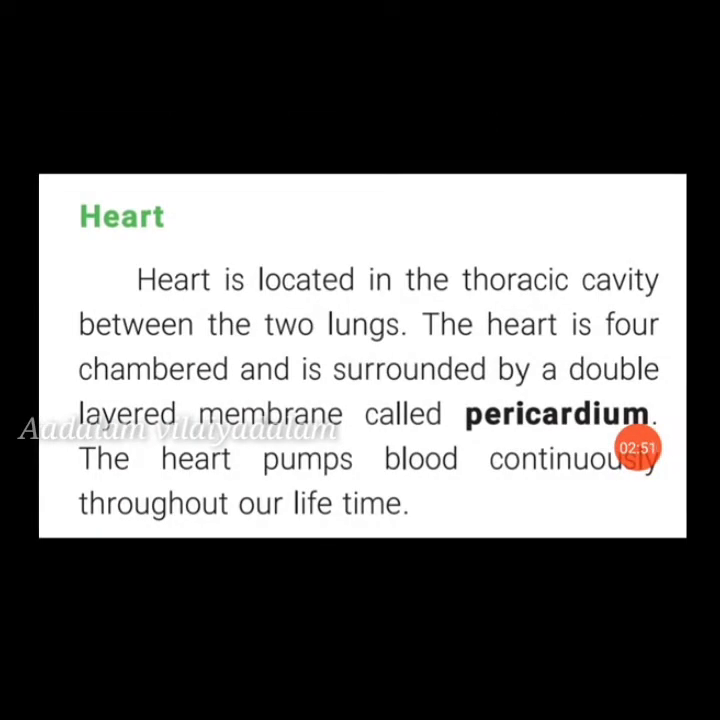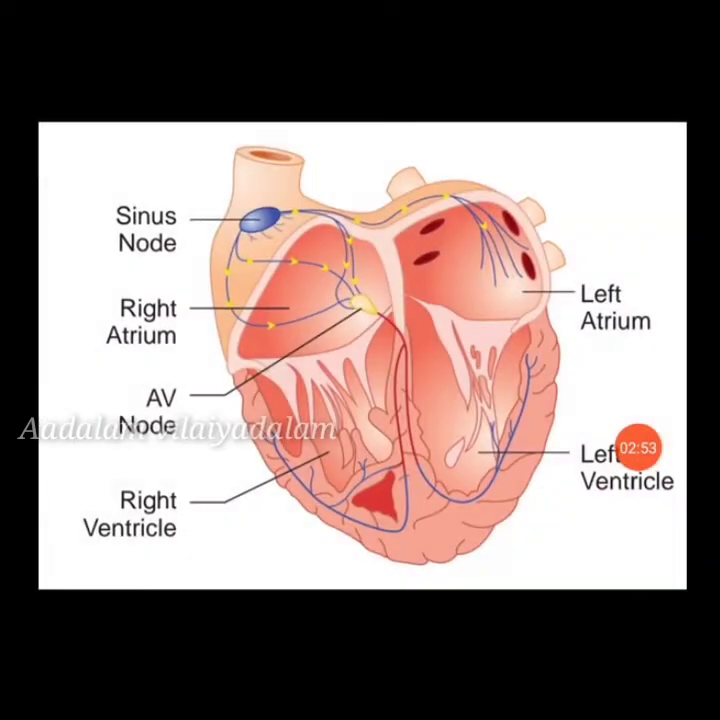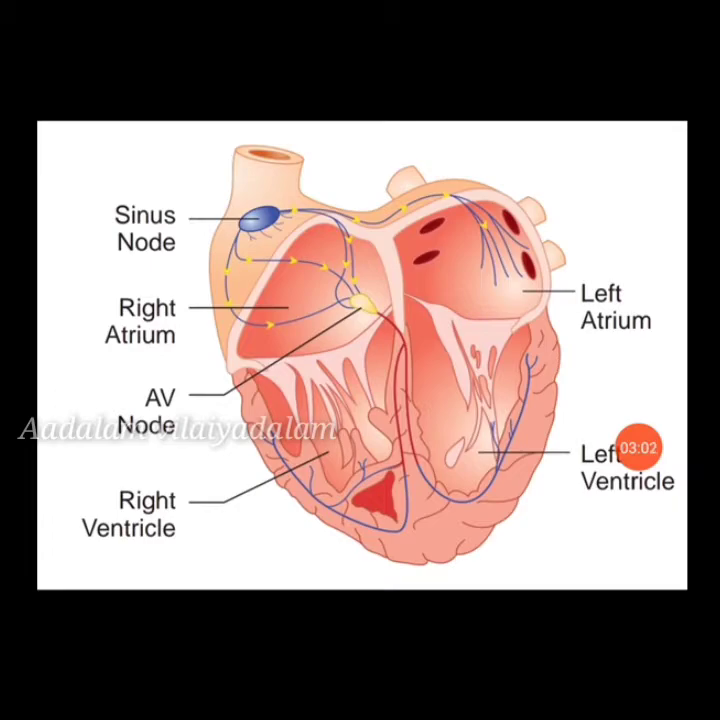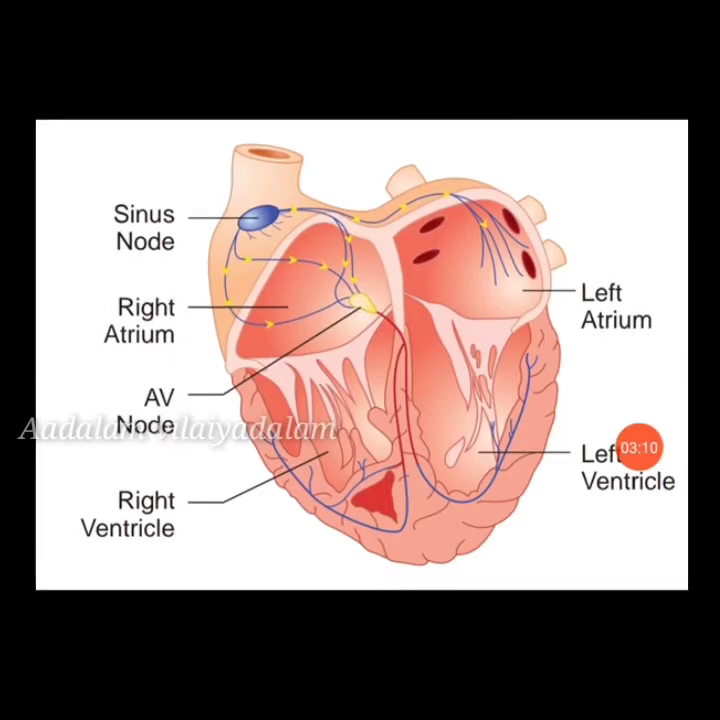Next, heart. The heart is located in the thoracic cavity between the two lungs. The heart is four-chambered and is surrounded by a double layer membrane called the pericardium. The four chambers are right atrium, left atrium, right ventricle and left ventricle.